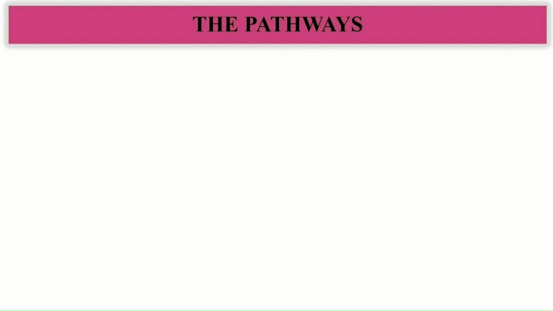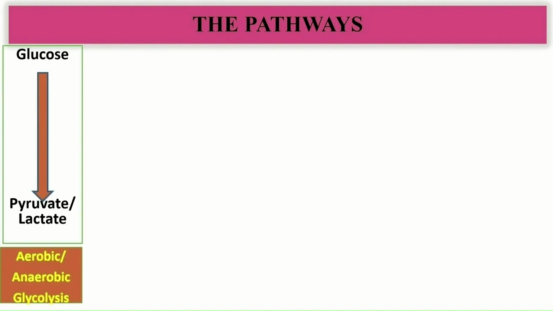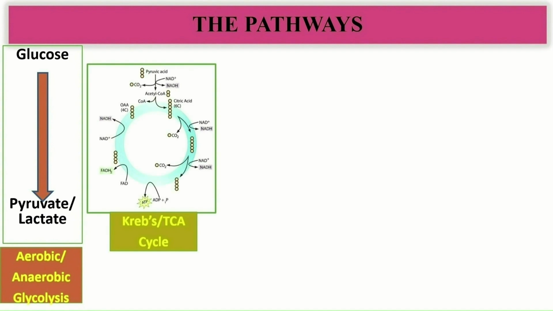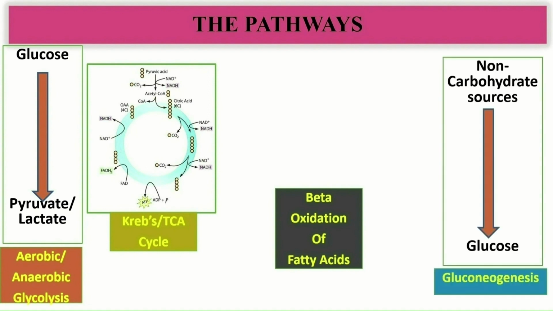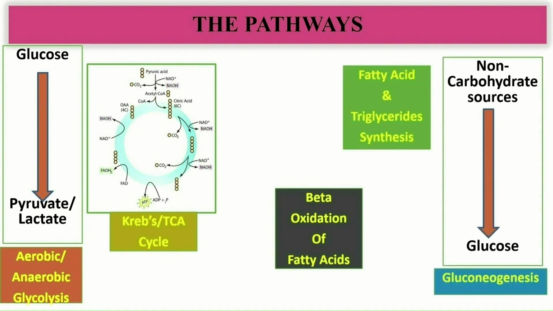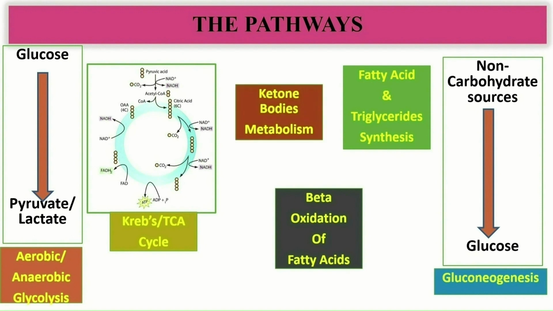This is where things start getting confusing. We have several metabolic pathways related to energy generation and storage. There are glycolysis, Krebs cycle, fatty acid oxidation, gluconeogenesis, fatty acid and triglyceride synthesis, ketone bodies synthesis and utilization, and other associated pathways.